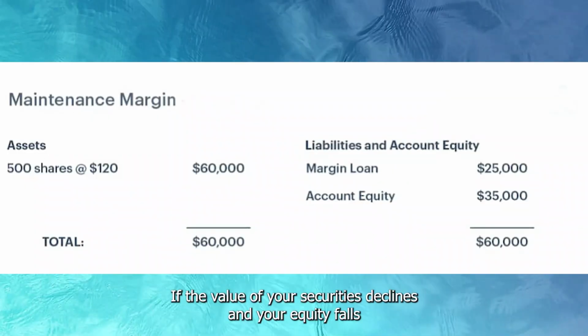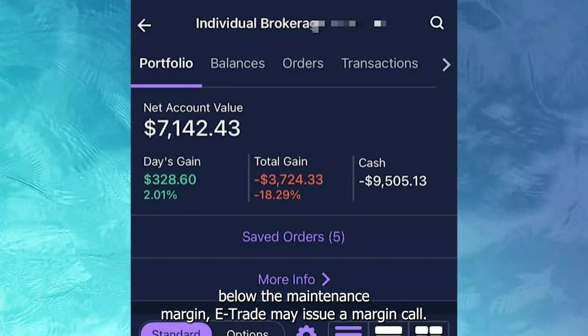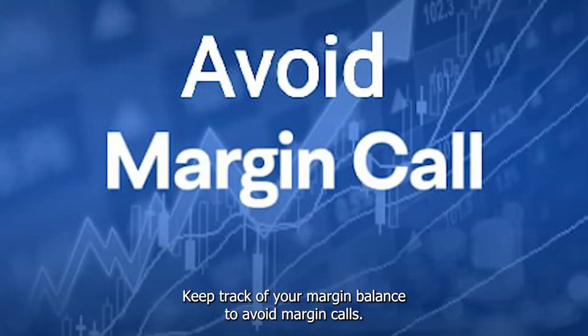If the value of your securities declines and your equity falls below the maintenance margin, Etrade may issue a margin call. You'll need to deposit additional funds or sell securities to restore the required equity. Keep track of your margin balance to avoid margin calls.